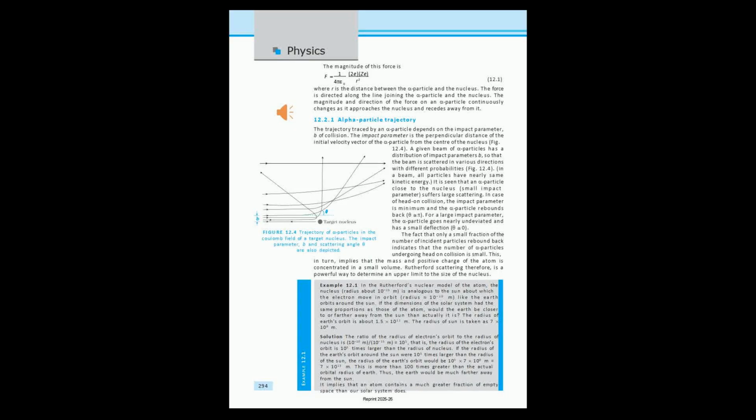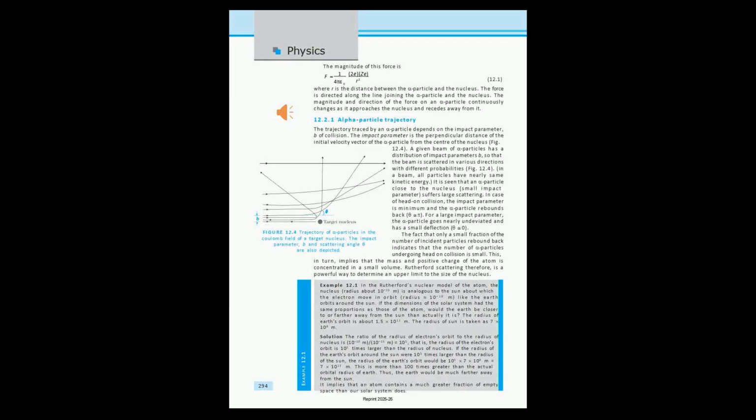Alpha particle trajectory. The trajectory traced by an alpha particle depends on the impact parameter, b, of collision. The impact parameter is the perpendicular distance of the initial velocity vector of the alpha particle from the center of the nucleus, figure 12.4. A given beam of alpha particles has a distribution of impact parameters b, so that the beam is scattered in various directions with different probabilities.